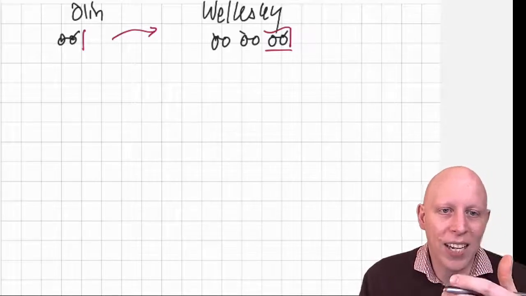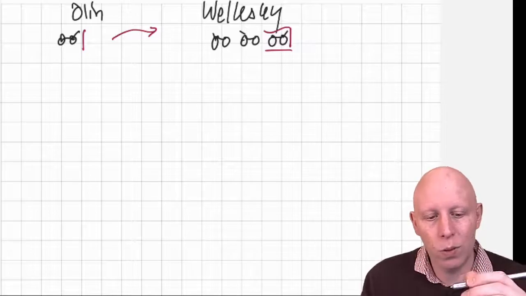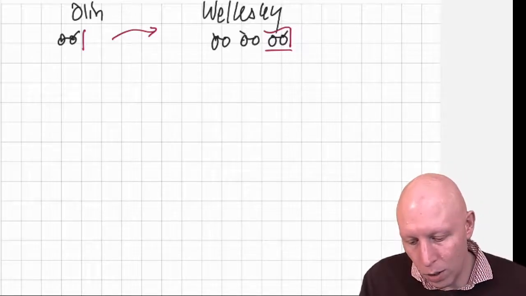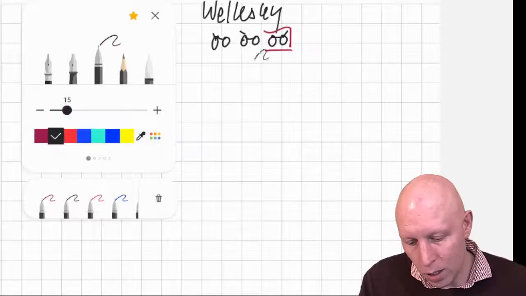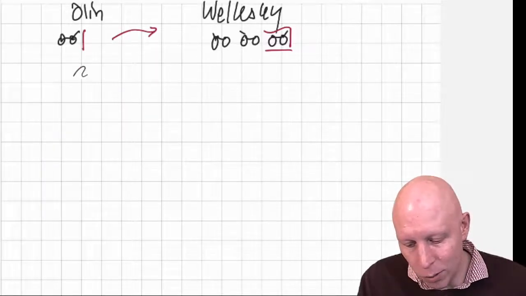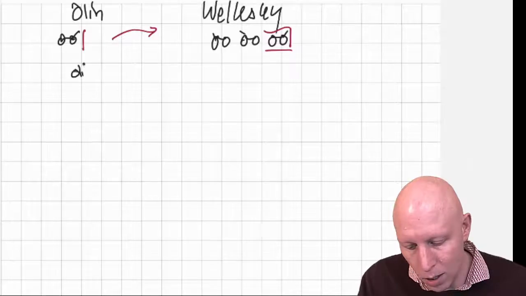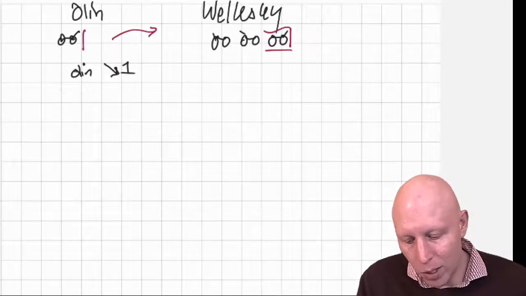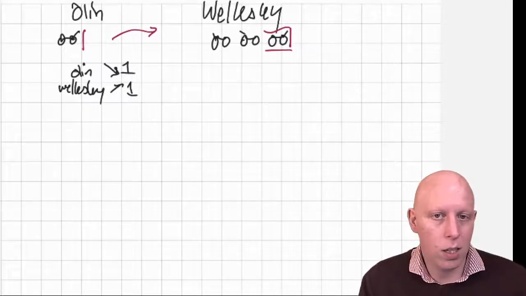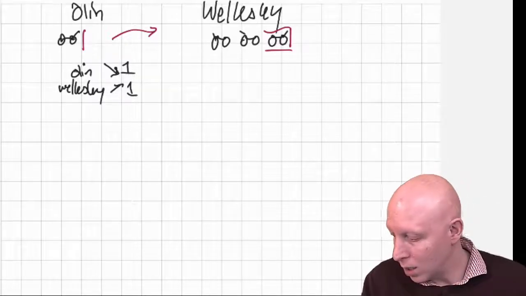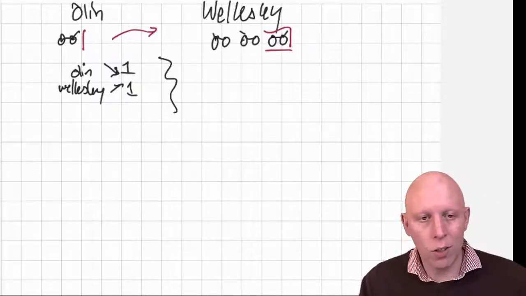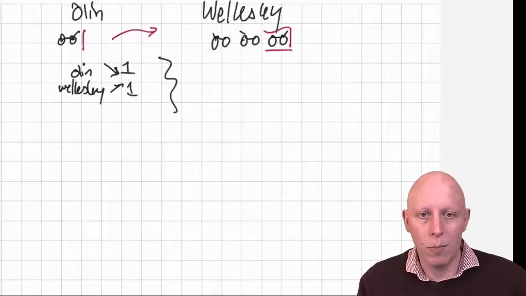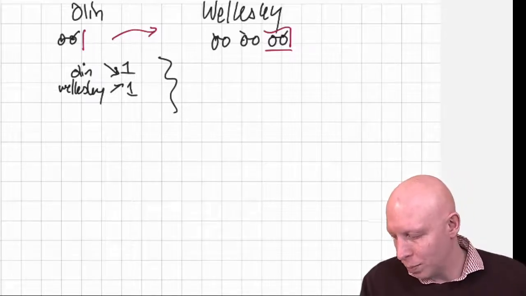How do we represent that in the computer? Well, in the computer, we say, all right, there used to be however many bikes there were at Olin. We have to take one of them away. And however many bikes there were at Wellesley, we have to add one to them. So what does that look like? If we're going to put that into computer code, we're going to do this.